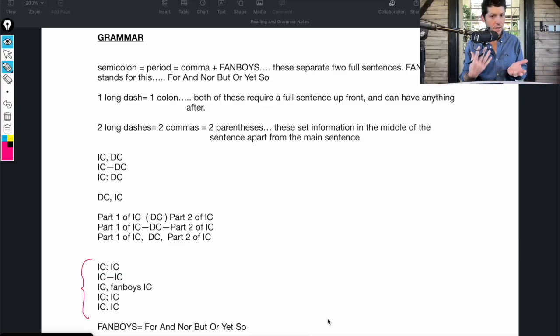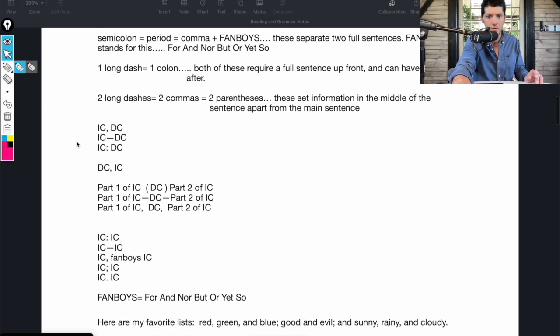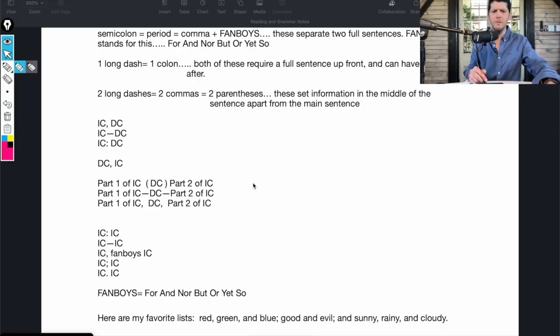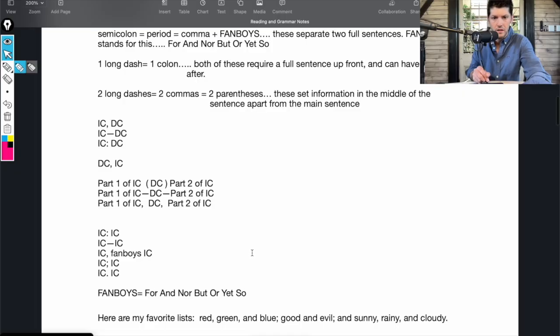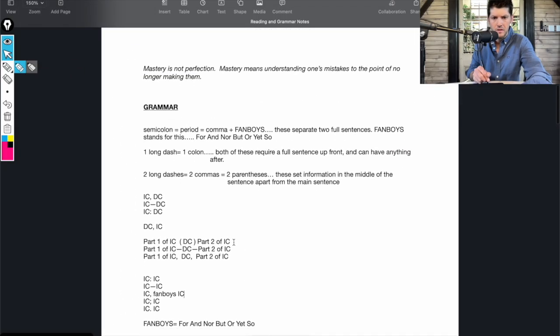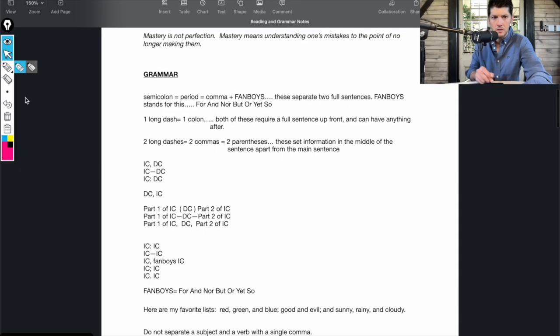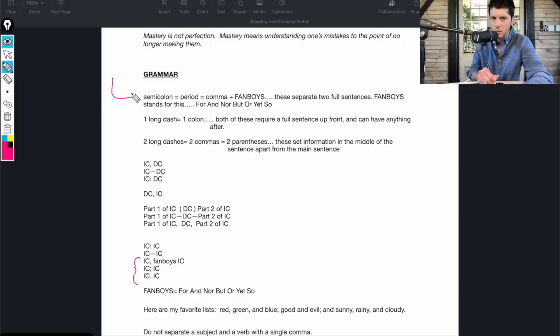And this may be a surprisingly long list for you. Move up just a little bit so you can make sure that you can see it well. This may be a surprisingly long list for you. But just to be clear, this set, let me see if I can zoom out here for a second, just so you can see everything you need. This set at the bottom, comma, fanboys, semicolon, and period. Okay, that's what I've written up here, that a semicolon, period, and comma, fanboys are all equivalent.